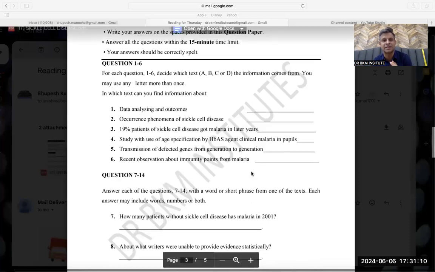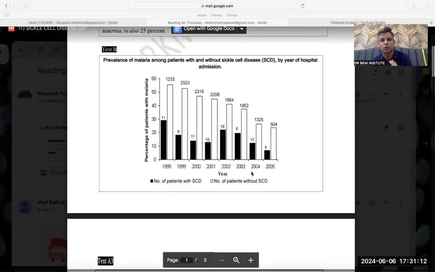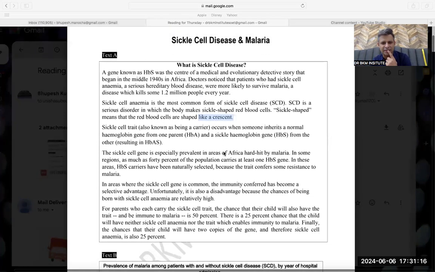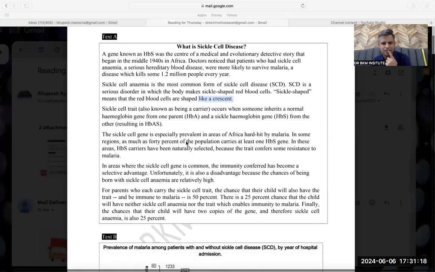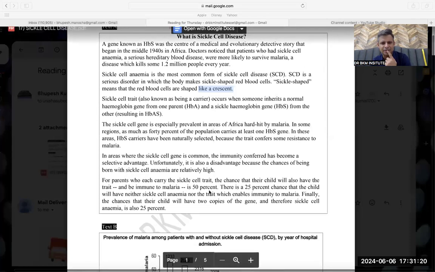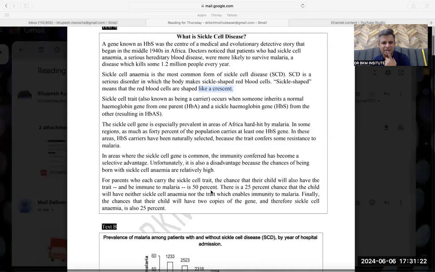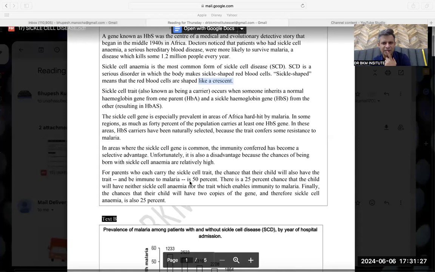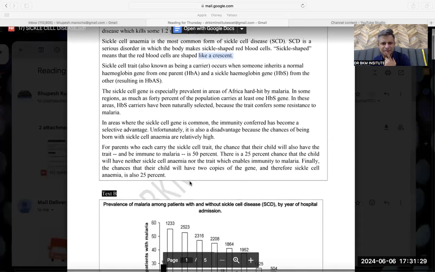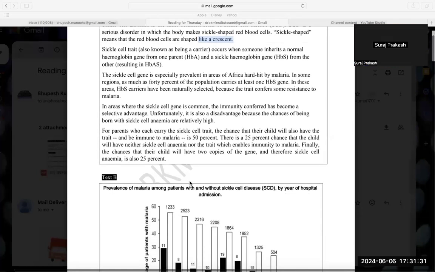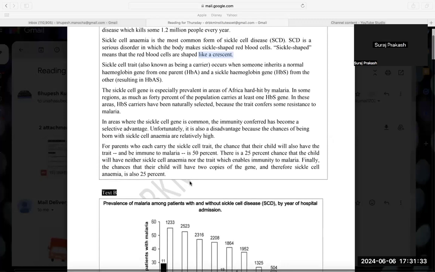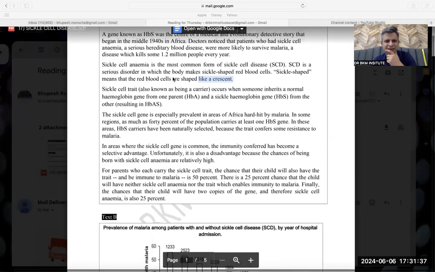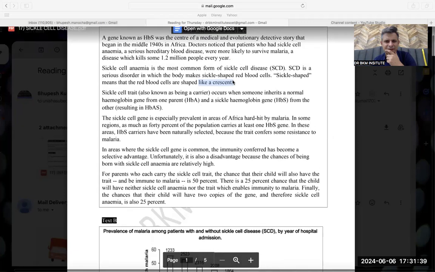At least one HBS gene. So rather than checking the whole text, I will straight away go to A and look for at least one HBS gene. Is it given in A only or somewhere else? Or is it given in D? It should be in A only. It should be in the A. At least one HBS gene.